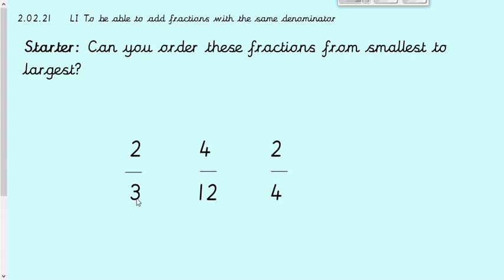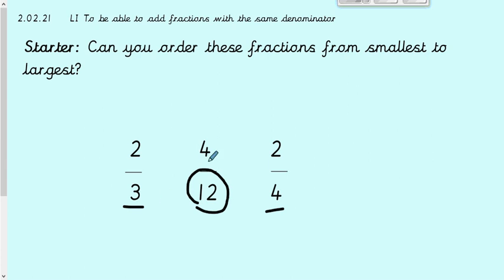As I said, we've got 3, 12 and 4 as our denominators. Straight away I spotted that if you times 3 by 4 you'll get 12, and 4 times 3 is 12. So 3 and 4 are both in the 12 times table. Therefore, I'm just going to times these ones by something to get 12.